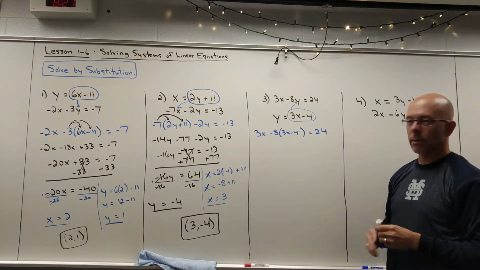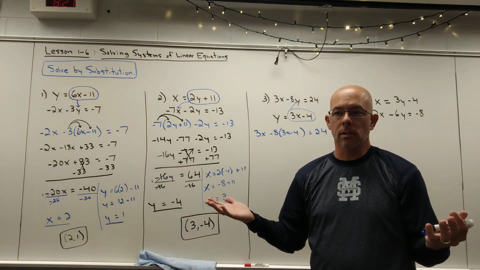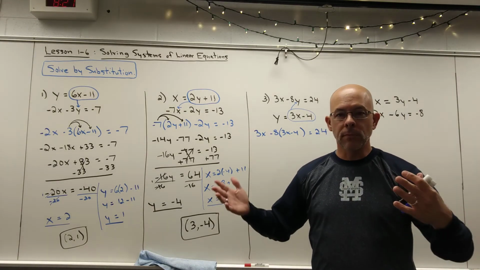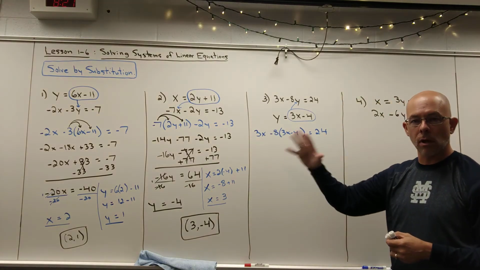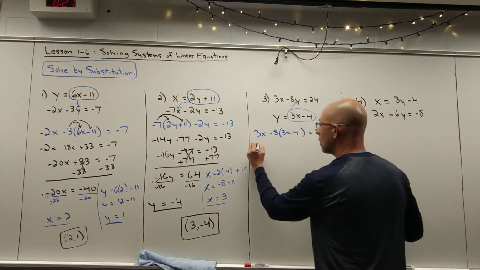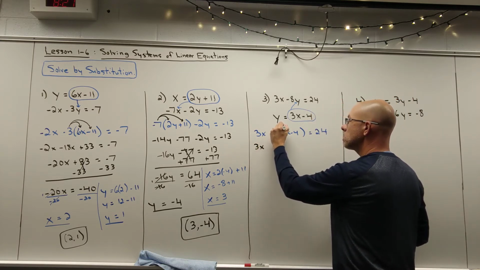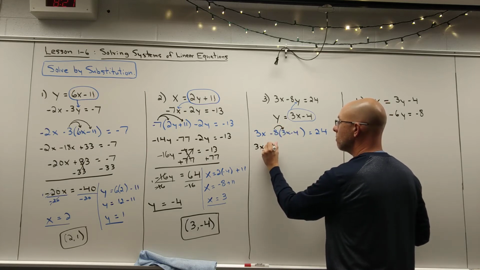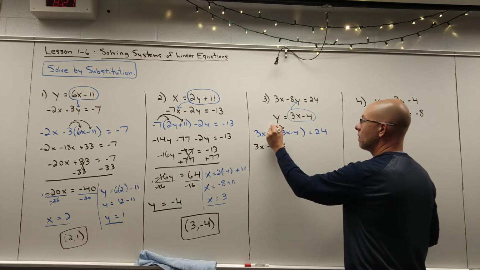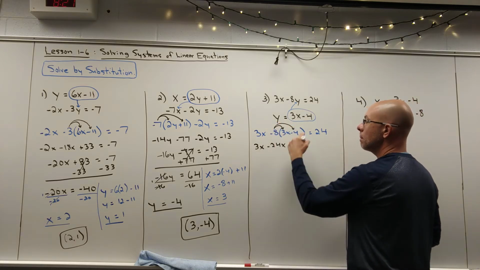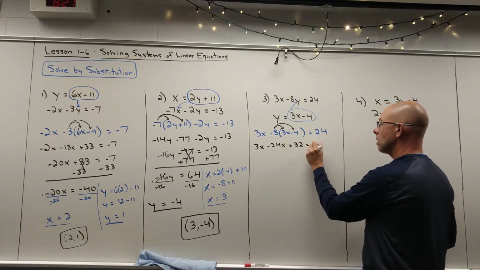So just like the last, substitution method is very, I don't want to say unfortunately, because some people are like, oh, it's repetitive. Then you should be good at it. You basically substitute, distribute, and solve. So we got our 3x. That distributes to be minus 24x. That distributes to be plus 32 equals 24.